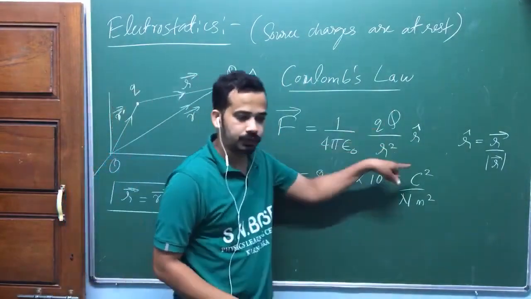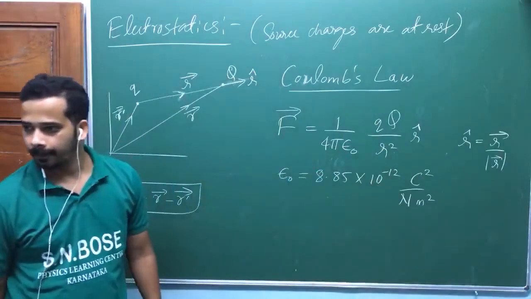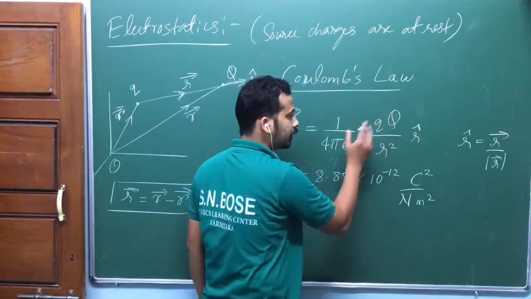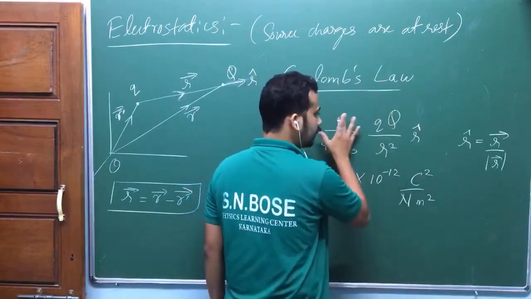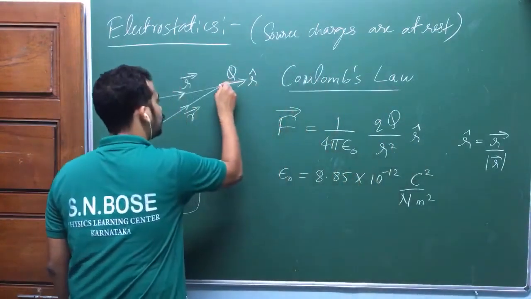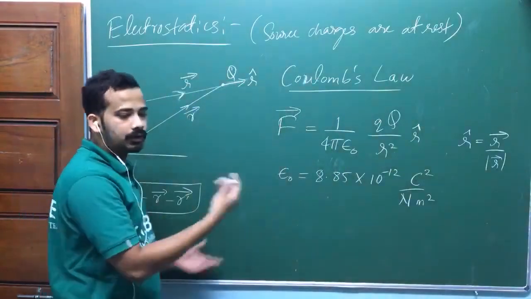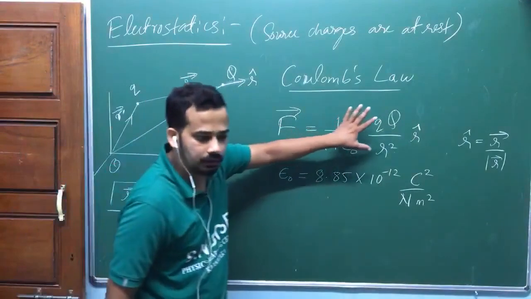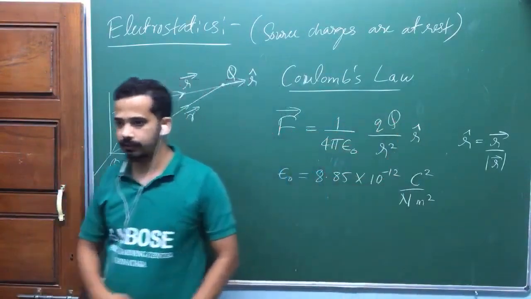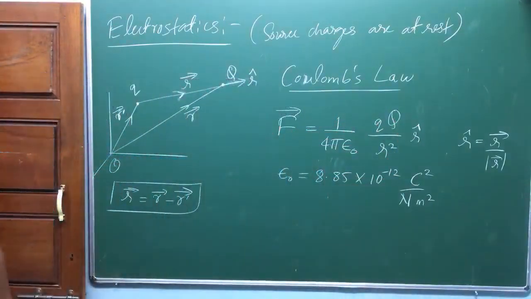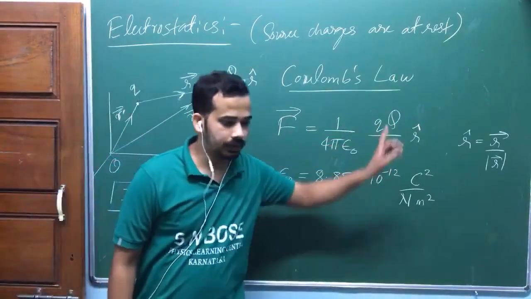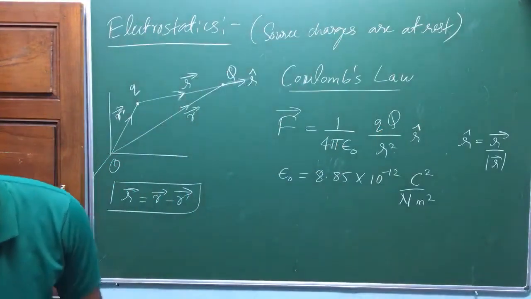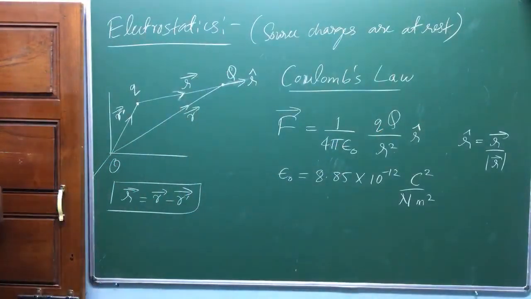If one charge is positive and the other is negative, then this product is negative, so the whole quantity is negative. Negative of R cap means the force will be towards this one. We call that force attractive. All the information is here. Whether it is attractive or repulsive depends on whether the charges are like or unlike. This is about Coulomb's law.